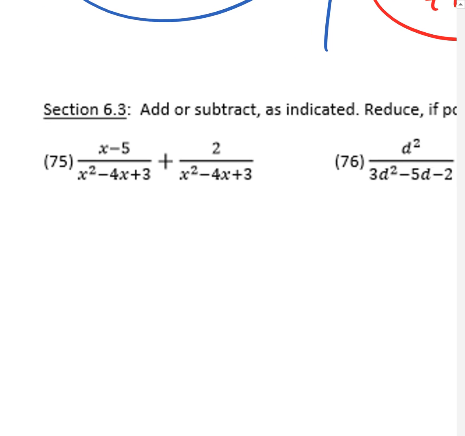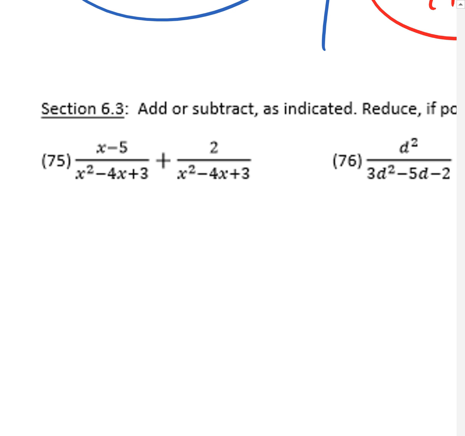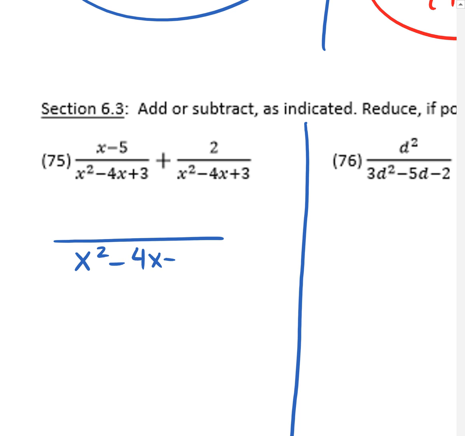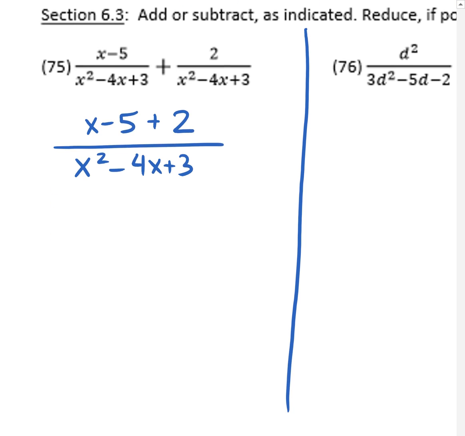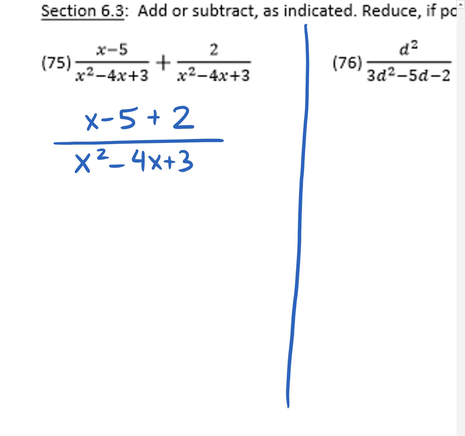What else? Now we've got the next section, and this will be the last section we're tested on. Notice these guys have the same denominator. If they had different denominators, I'd have to find an LCD. But at this point I don't. They already have the same denominator, x squared minus 4x plus 3. So all I have to do is combine their numerators. The first one was x minus 5, the second one was positive 2. They have like terms, negative 5 and 2 makes negative 3.